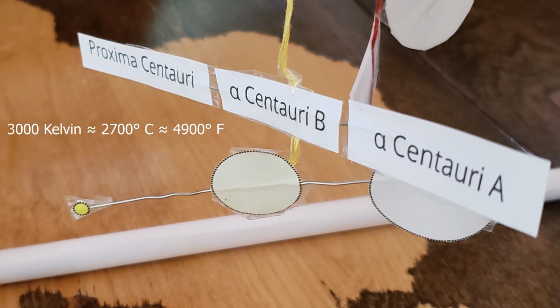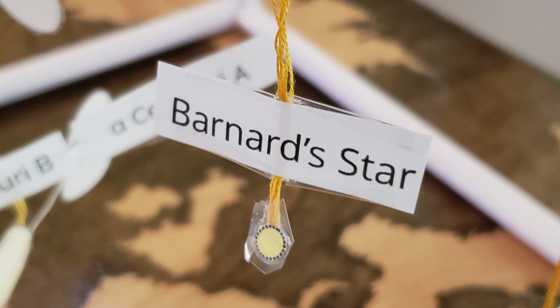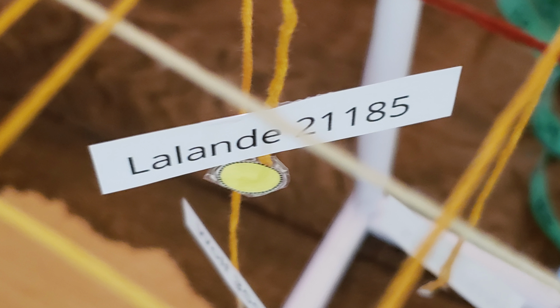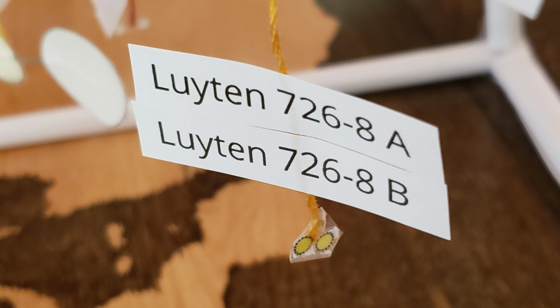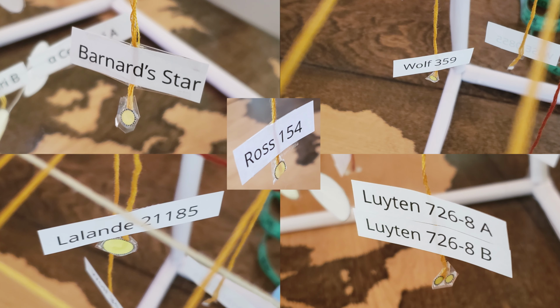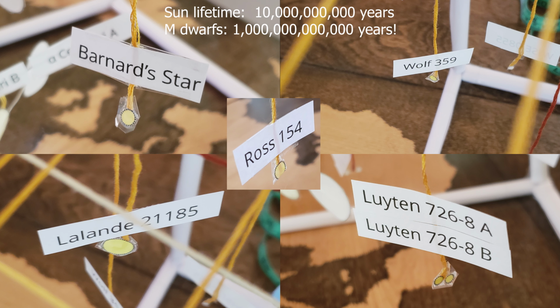Most of the stars in this model are like Proxima Centauri. They're M-dwarfs, including Barnard's star, Wolf 359, which also has 2 known planets, Lalande 21185, Luyten 726-8A and B, and Ross 154. These stars are typically about half the mass and radius of the Sun, or smaller, and they comprise about 70% of all of the stars in our own galaxy. While stars like our Sun have lifetimes of about 10 billion years, some of the smallest M-dwarfs may be able to live for over 1 trillion years.